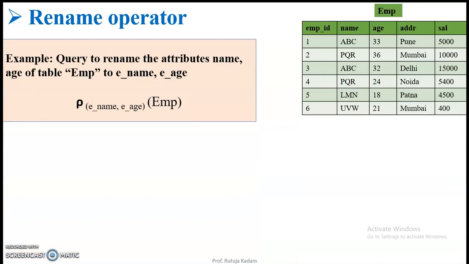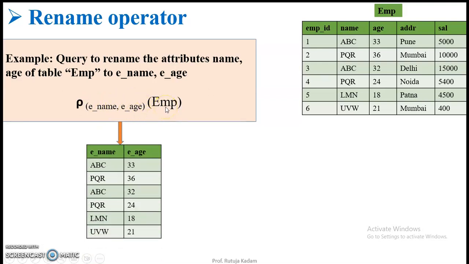Now if I want to rename only the attributes, how will I do that? So first the rho symbol, then I want to rename the original name and age of the EMP table to ename and EAGE. So I'll just give the attribute names whichever I want to change and the table name. So it gets changed to the said column names.